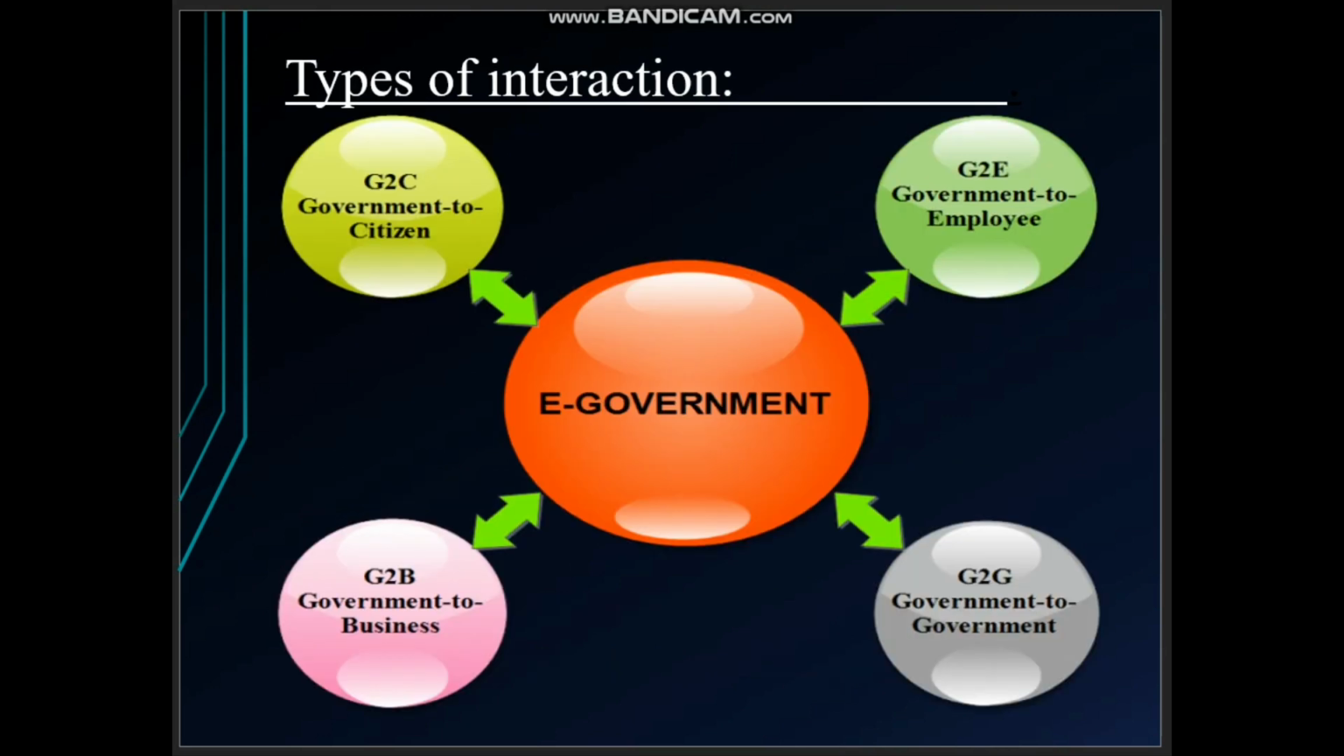At the next slide, we should see a picture of these types of interaction. You should copy, print, or draw it if it is possible and easier to learn.